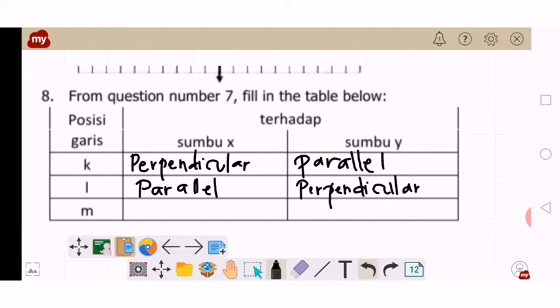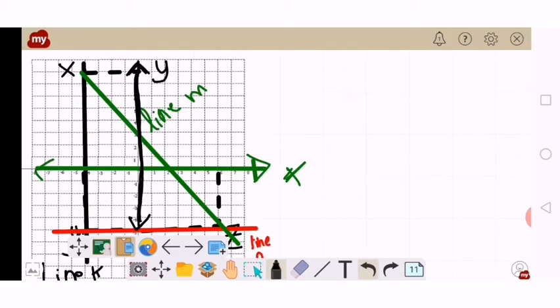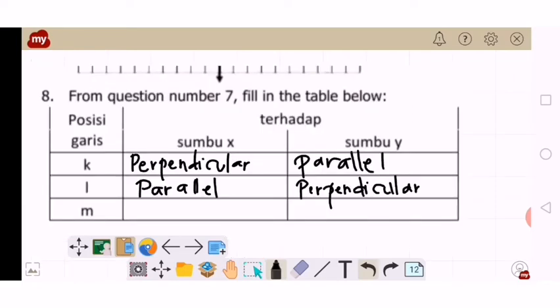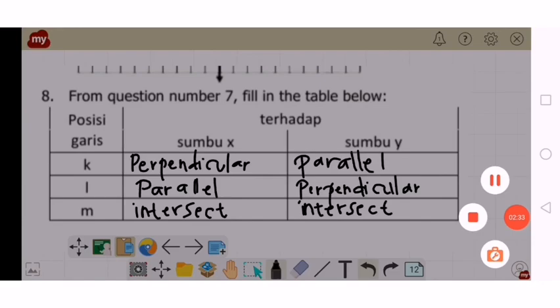And then what about line M? Line M, if you check line M, that passes through x-axis, melalui si sumbu x, and also passes through y-axis. So, what is the condition of line M terhadap sumbu x dan sumbu y? We can say it only as intersect. And this one also. Okay, I think that's all for Cartesian coordinate.